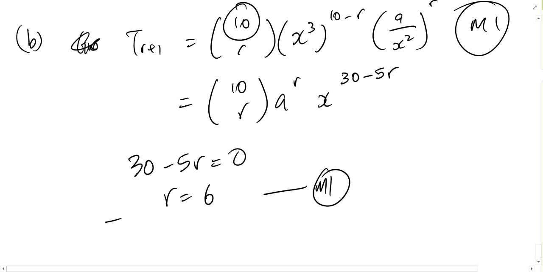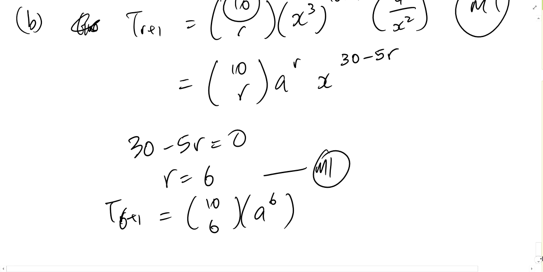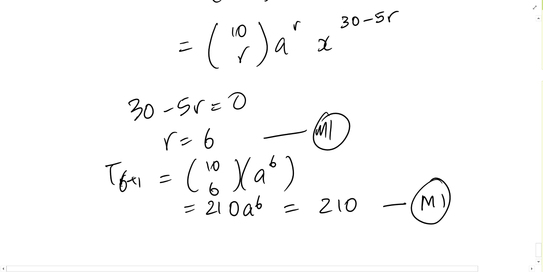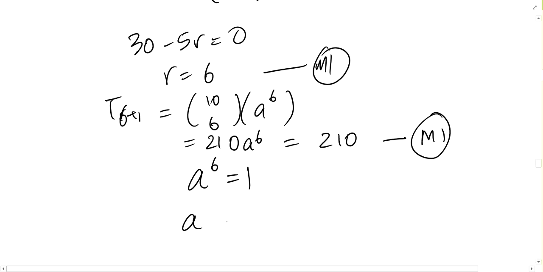Substitute it back into our general term, T R plus 1, which is 6 plus 1 equals to 10 choose 6, a to the power of 6. No more x term, right? This gives us 210a power 6. And you equate this with our question that says it is equal to 210. You get 1 mark. So if 210 times a power 6 equal to 210, what must a power 6 be? A power 6 equals to 1. And that's where many of you lost marks again. A is plus minus 1.